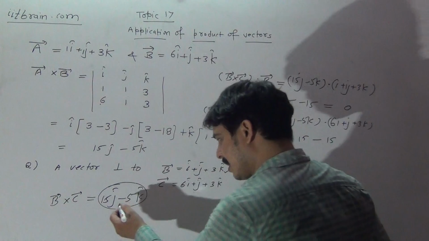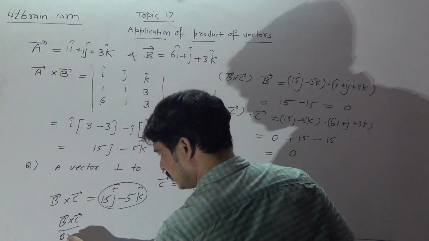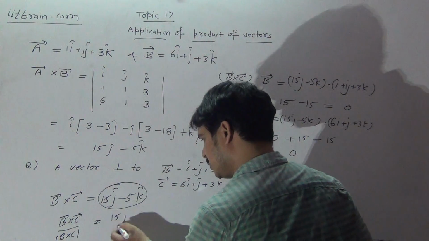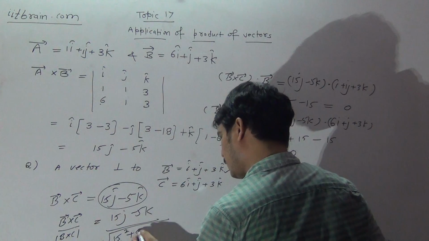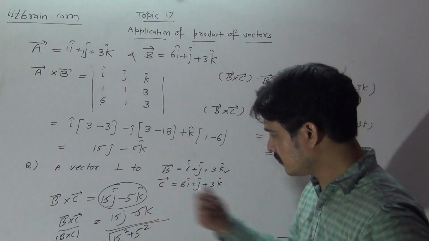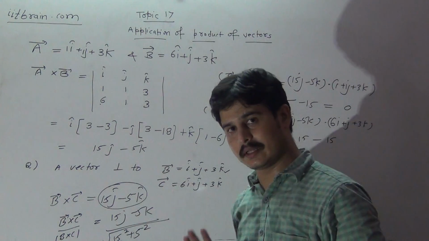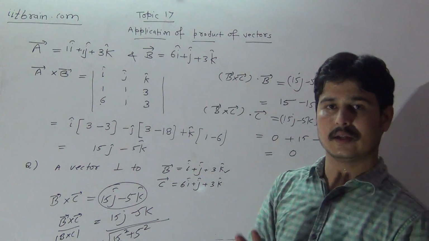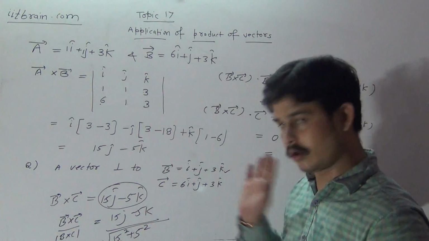If it is asked that we have to give the answer as a unit vector, then divide this B cross C by its own mod. It is 15j minus 5k divided by root of 15 square plus 5 square. Now solve this and get the answer. If you are asked to find a vector, cross and stop; if you need a unit vector, after crossing, divide by its mod to make it a unit vector.